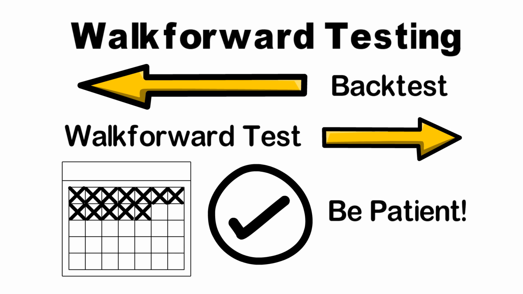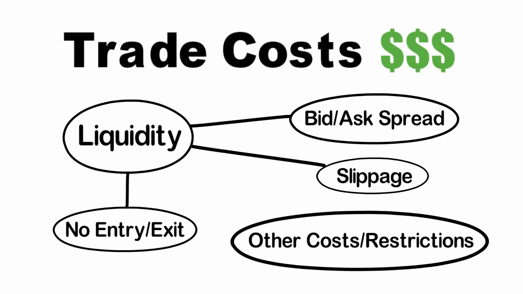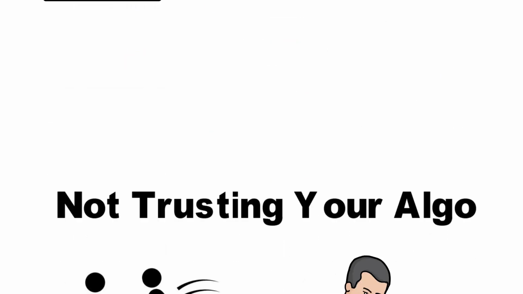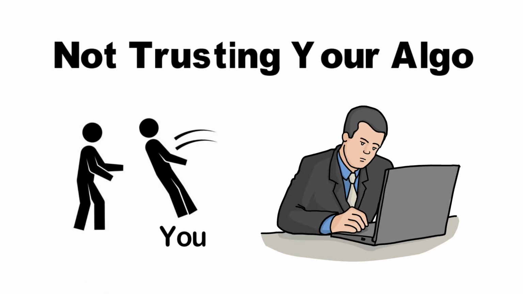Next up, make sure to take advantage of the benefits that walk-forward testing offers. Walk-forward testing your algos is a great addition to backtesting. Otherwise, it is also very important to correctly account for trade costs and restrictions besides the obvious trade commissions. Furthermore, make sure not to go too big too soon. When you're ready to feed your algorithm real money, make sure to start out small and then slowly scale up if everything works fine. If your algorithm has proven itself over and over again, you should trust it.